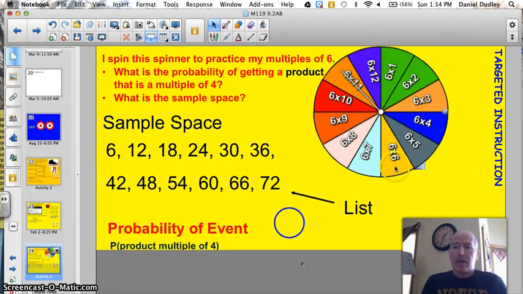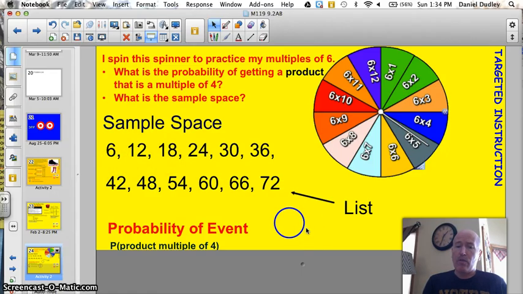All right, so here's a spinner. I spin the spinner to practice my multiples of 6. What is the probability of getting a product that is a multiple of 4? And what is the sample space? Well, this one's a pretty straightforward one. I know exactly how many different possibilities I'm going to have because it's a spinner. So I just used a list here. I listed all the different products out, 6 times 1, 6 times 2, 6 times 3, and so on.